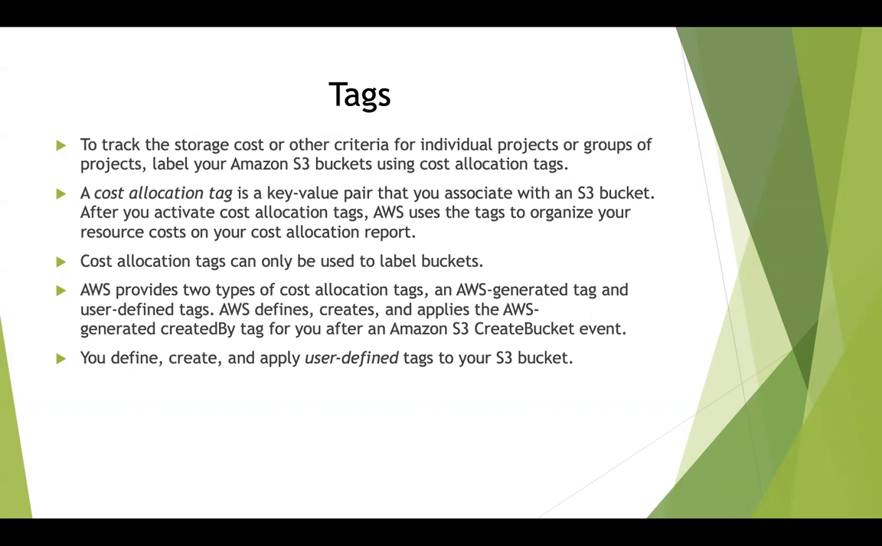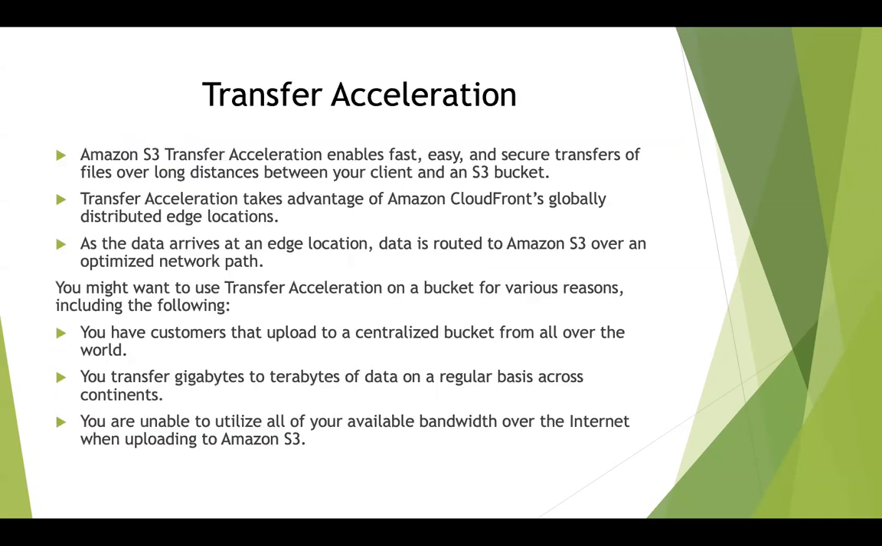So the third property that we are going to look at today is called transfer acceleration. S3 transfer acceleration enables fast, easy, and secure transfers of files over long distances between your client and an S3 bucket. Transfer acceleration takes advantage of Amazon CloudFront's globally distributed edge locations. When we looked at AWS's global infrastructure, we looked at edge locations, which were used for caching purposes. There were around 187 edge locations in the entire world that Amazon has set up.